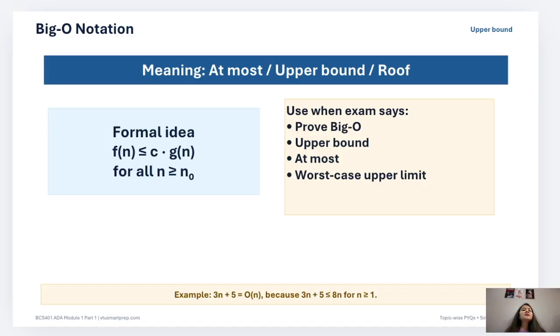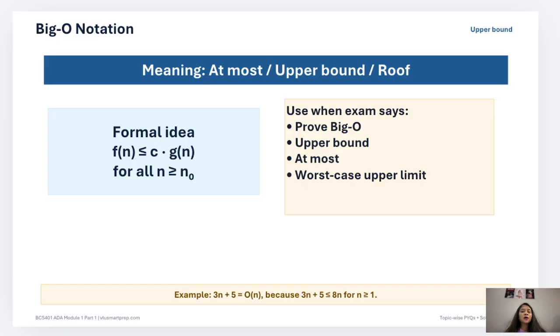So now let us understand big O notation. It is going to give you the upper bound. It is very important. Upper bound it is going to give. And in simple meaning you can say it is at most. Big O means at most. So you can remember big O as a roof, or at most, and it also gives the upper bound.